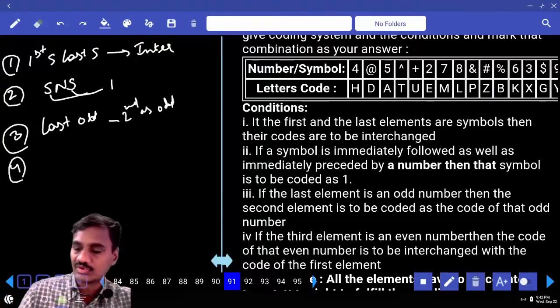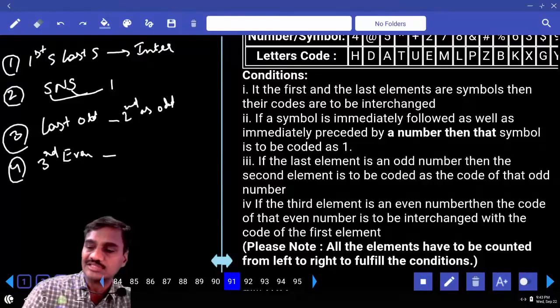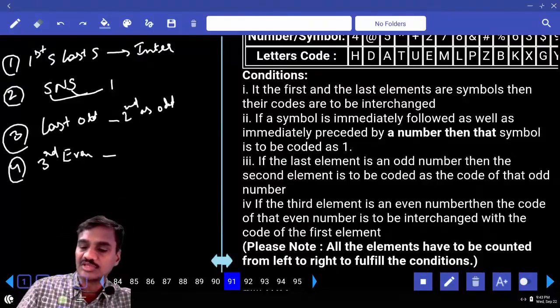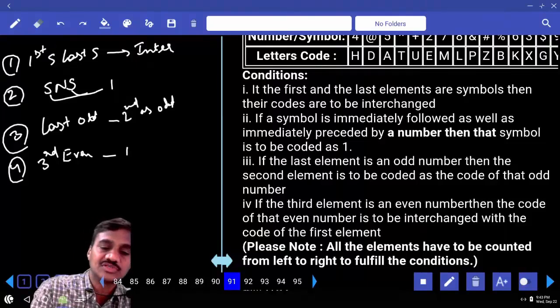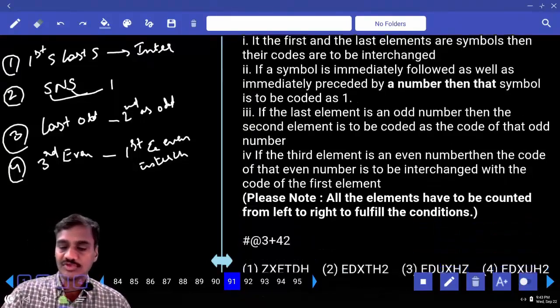And condition number 4. If the third element is even, then what should we do? The code of that even number is to be interchanged with the code of the first element. First and even should be interchanged. Interchange the codes of these. Now this is the information given.